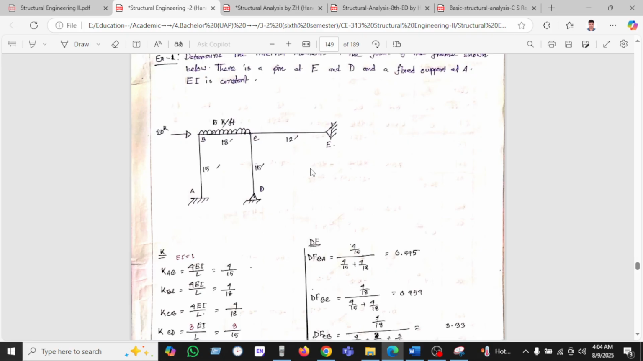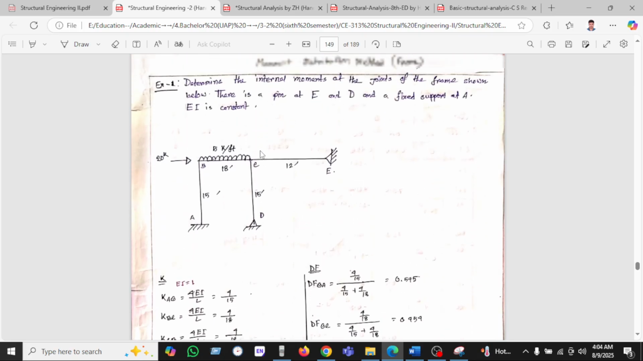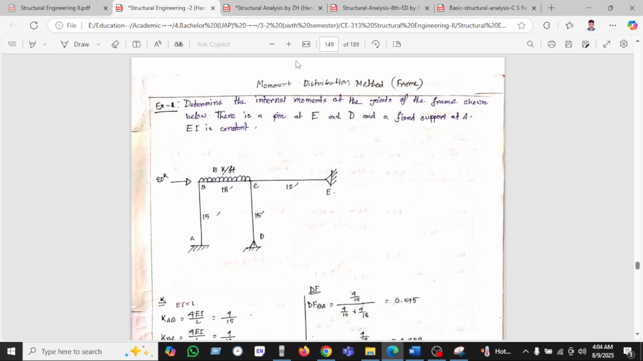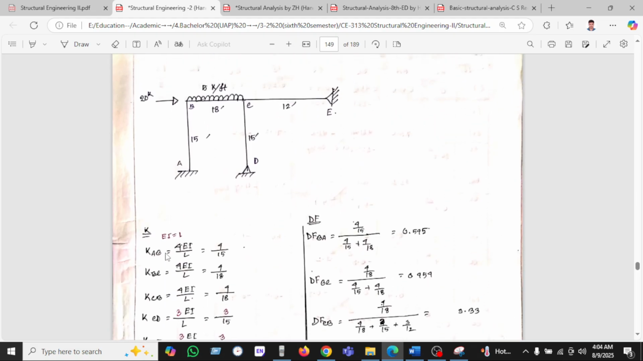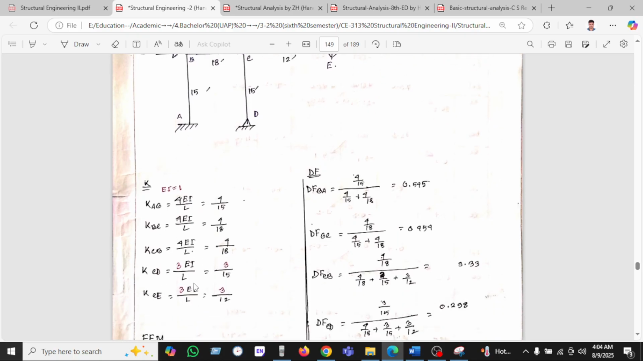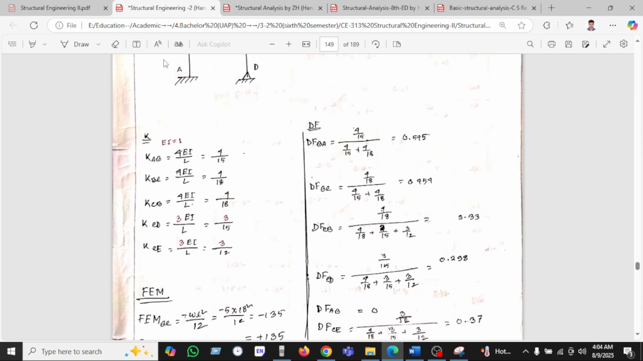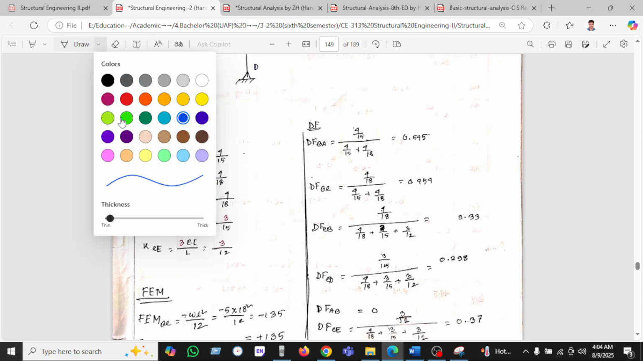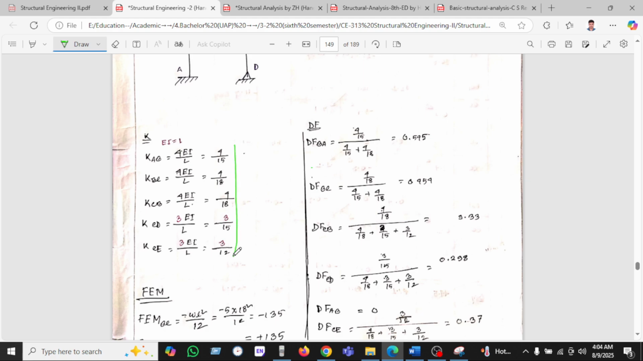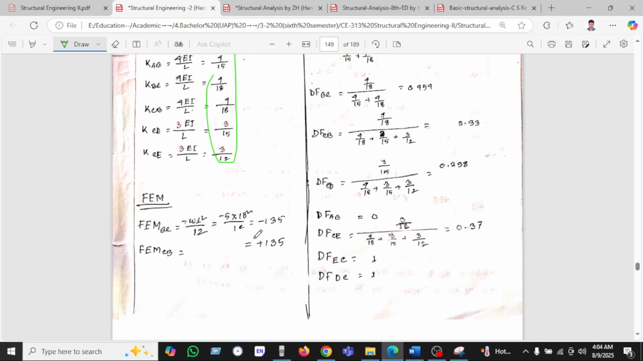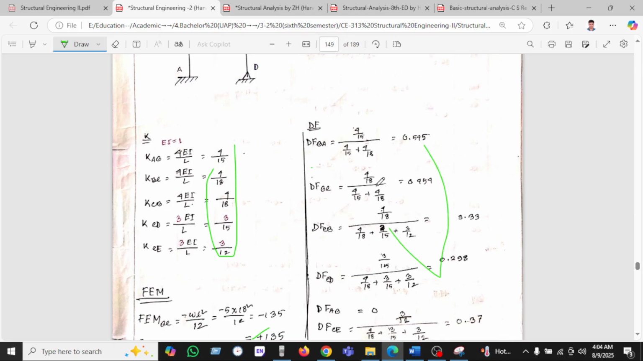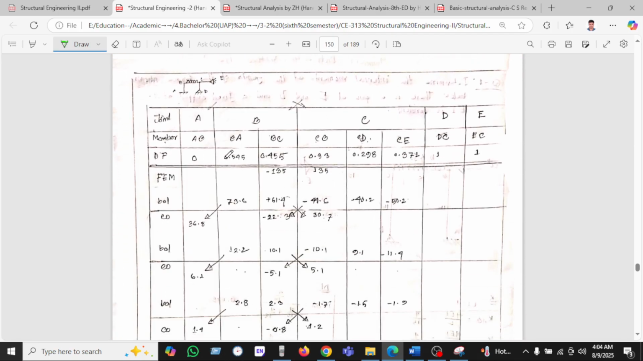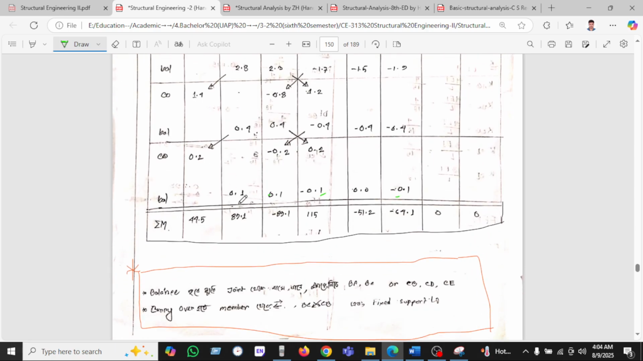Okay, so I've been finding all these below. We did the same math we have been calculating here: KAB is 4EI by L, KBC, KCD, KCA, etc. All the calculations I have shown here. The distribution factor I have also shown here in depth, and then the joint members I have also shown here.